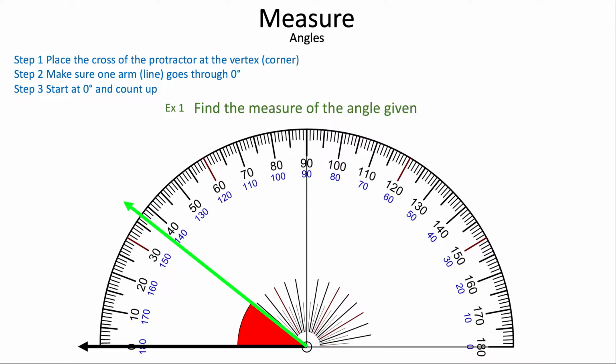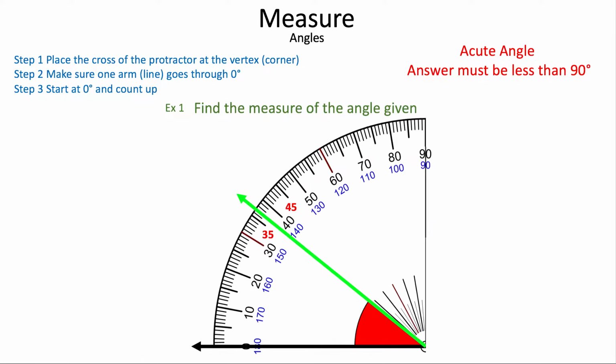Now, if we take a look at the angle that we see on the screen, we know it has to be an acute angle, so therefore the answer must be less than 90 degrees. Now zoom in, and we've added 35 and 45 to make it easier to count.